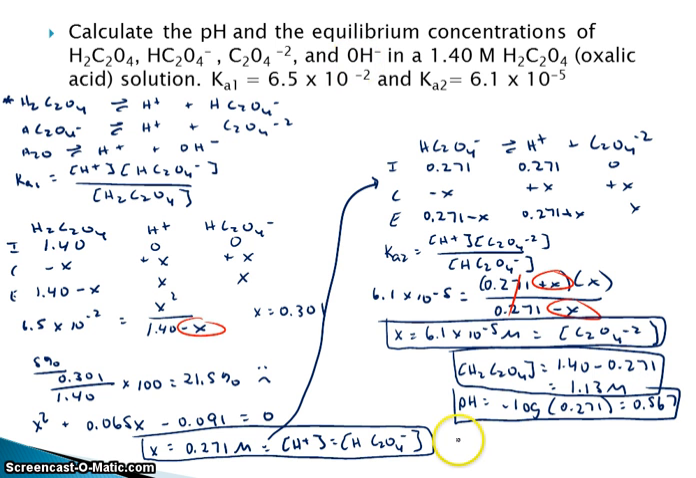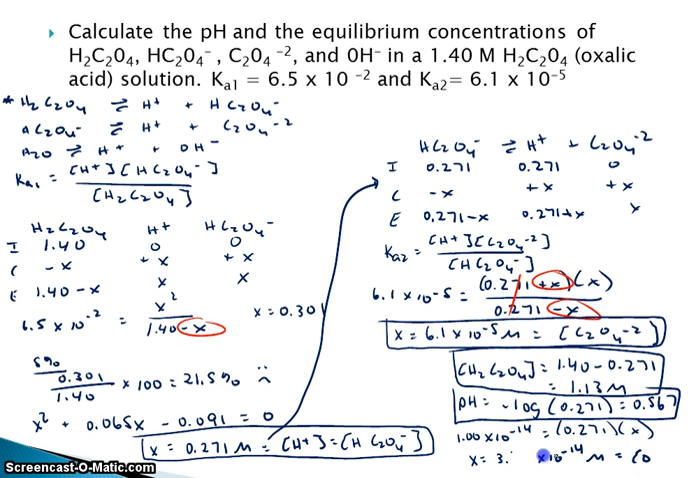And when I double check, we want to find the hydroxide ion concentration. So 1.00 times 10 to the minus 14 will equal 0.271 times x. Divide both sides by 0.271, and we're going to get our hydroxide ion concentration to be 3.69 times 10 to the minus 14.